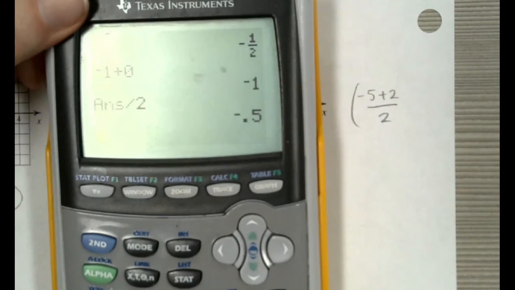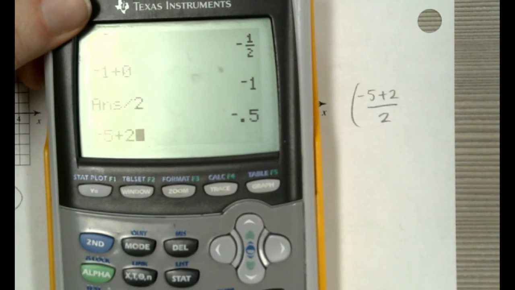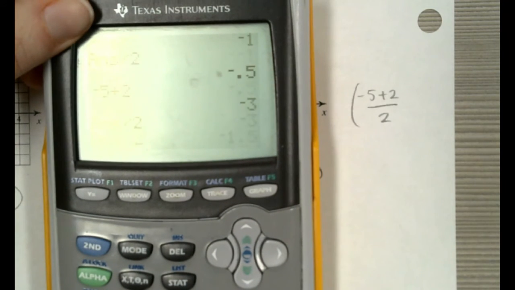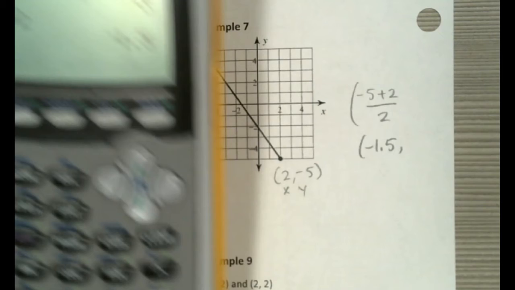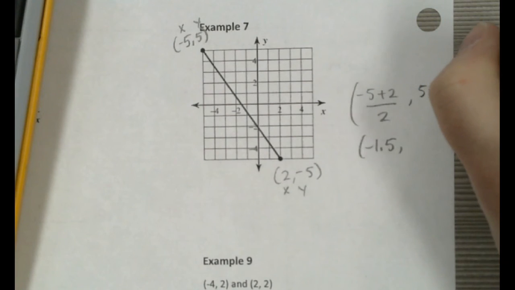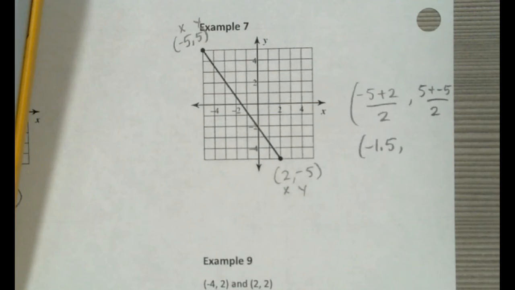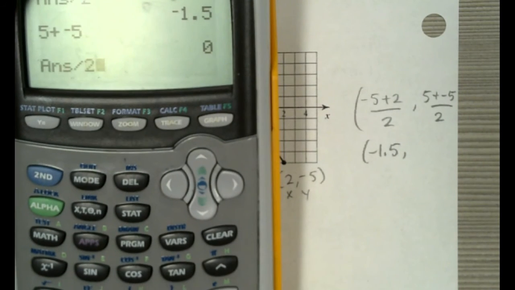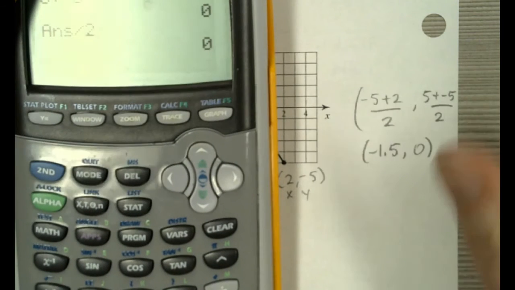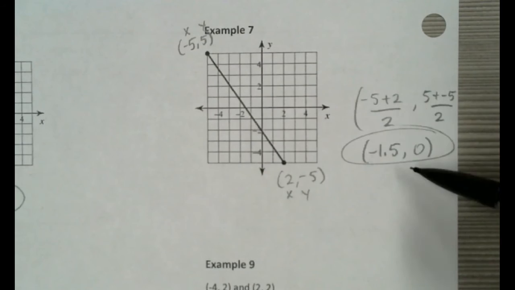Let me do that real quick. -5 plus 2 divided by 2. I get -1.5. Okay. And I'm going to add my y's, which would be 5 plus -5 divided by 2. We get 0. So, on the graph, let's find that.